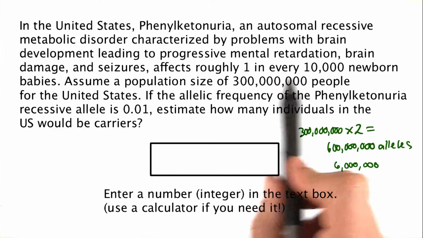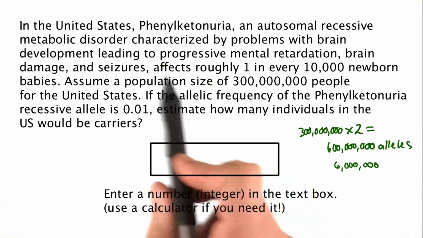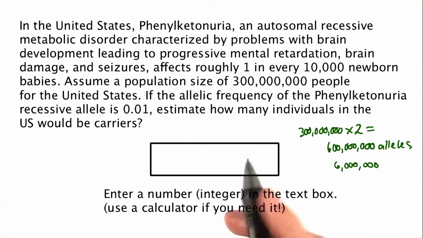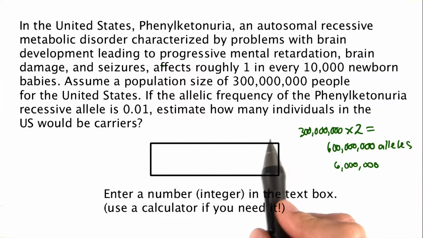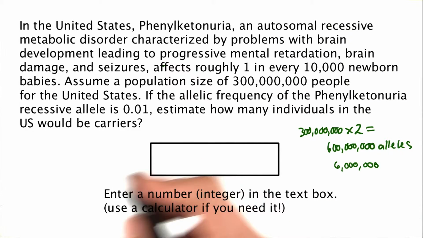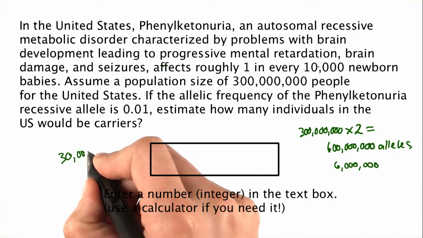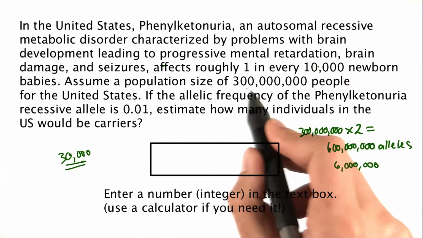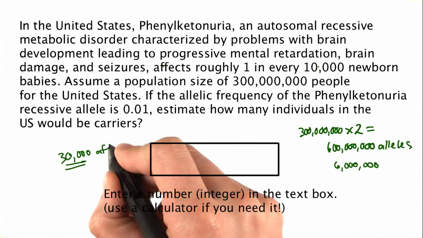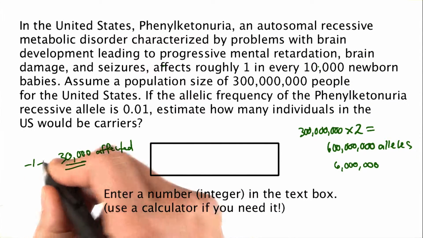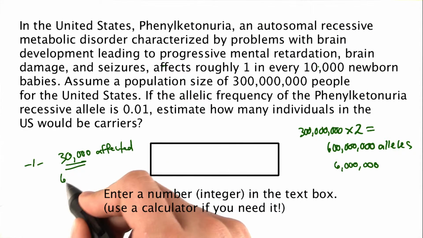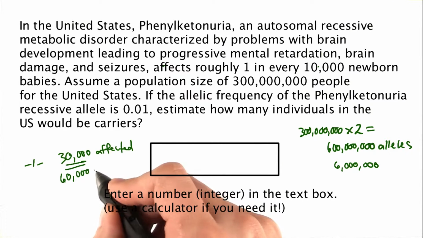We know that roughly 1 in every 10,000 newborn babies has phenylketonuria. So 1 in 10,000 of the 300 million here is what we can estimate. So 1/10,000th of 300 million is 30,000 affected individuals, right? So of this population, 30,000 are affected. That means they must be homozygous.